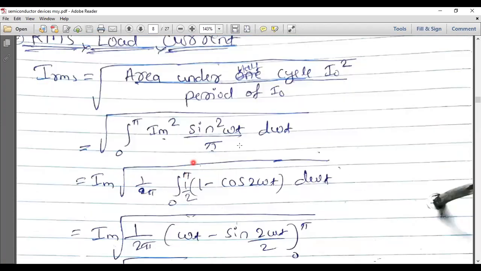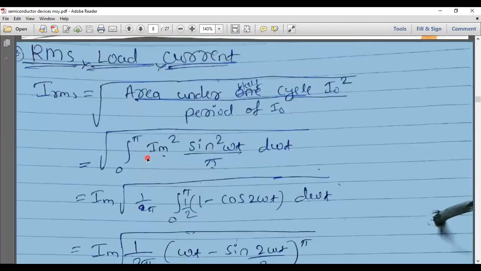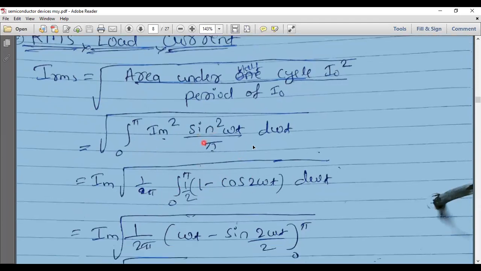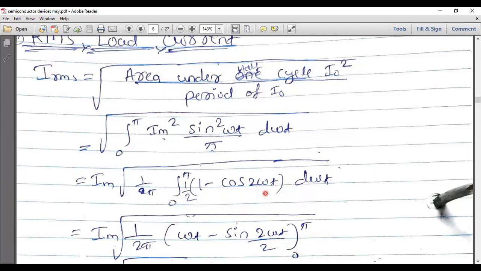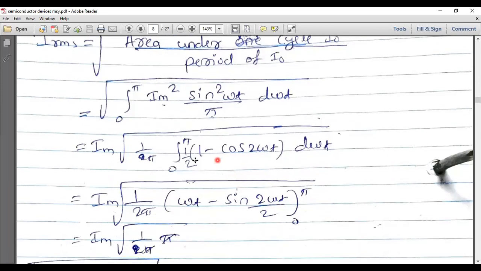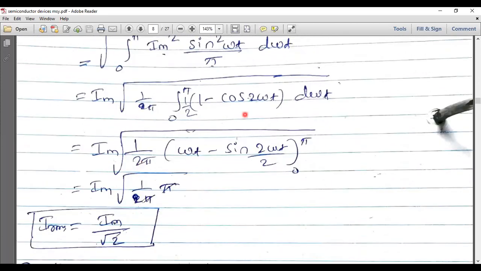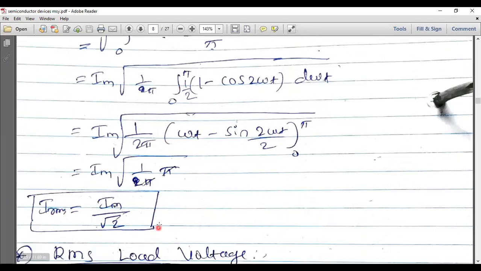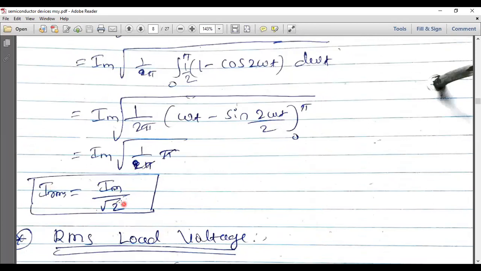Next, the RMS load current we are going to calculate. Same as before: I RMS, I_m squared, sin squared omega t. We are using that sin squared omega t equals (1 minus cos 2 omega t) divided by 2. By doing the integration, we get I RMS equal to I_m by root 2.